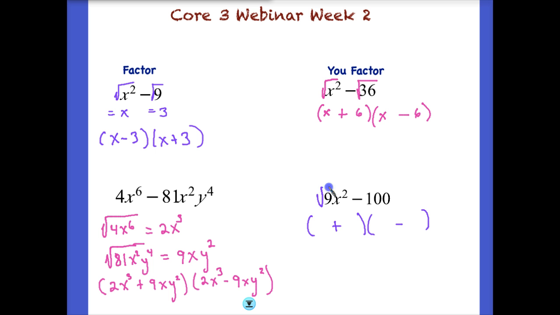I'll go ahead and take the square root of the first term, which would be 3x. Square root of 9 is 3. Square root of x squared is just x. And the square root of my last term, the square root of 100 is 10. So I have 10.